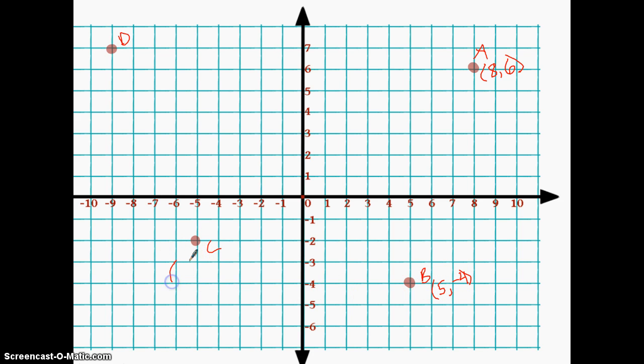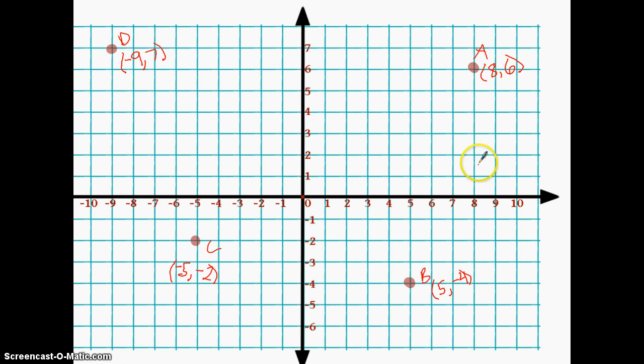For C here, let's see where we went on the x-axis. All right, negative 5. And it looks like we went down to negative 2 on the y-axis. Okay, and on this one here, it looks like we went over to negative 9 on the x-axis, and we went to positive 7 on the y-axis. So that's how you find rational numbers on a coordinate plane.